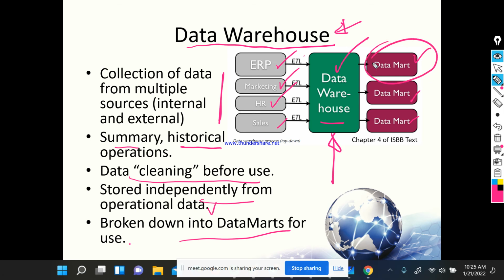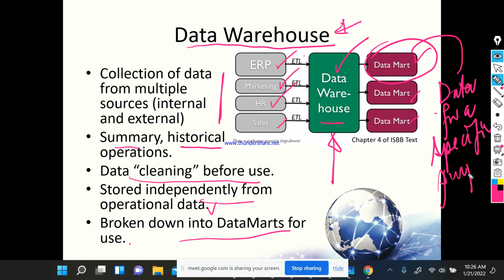Data marts are more like a data dashboard. Data for a specific purpose. That's a data mart. So today most organizations have their data warehouse in the cloud. Why? Because people are trying to have alternate resources available, and of course scalability is very, very important. Remember this term. I just want to ensure you understand scalability.